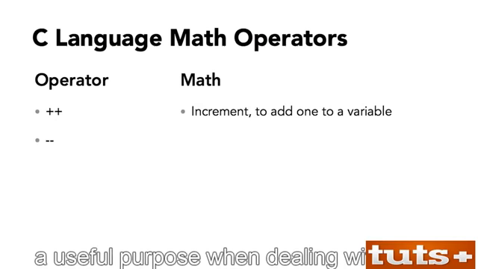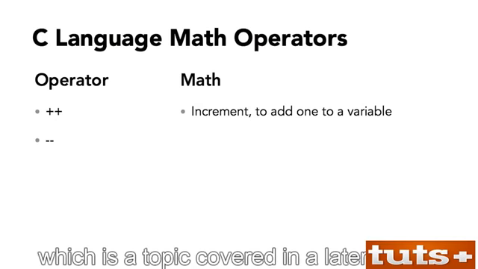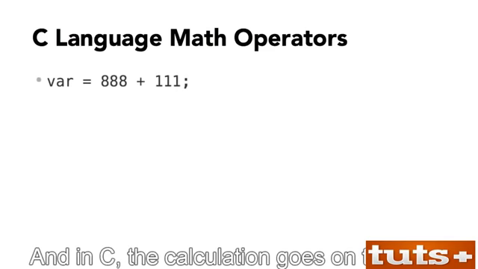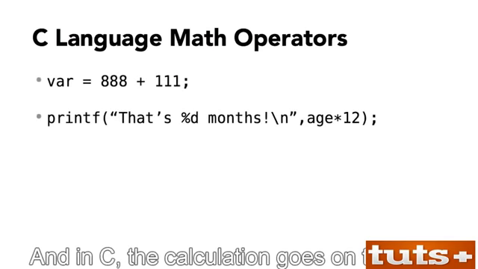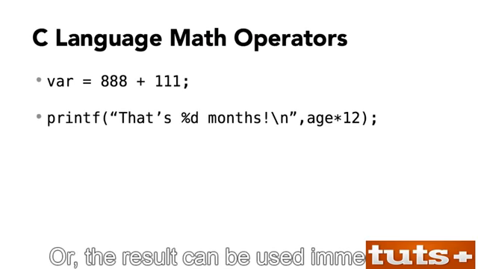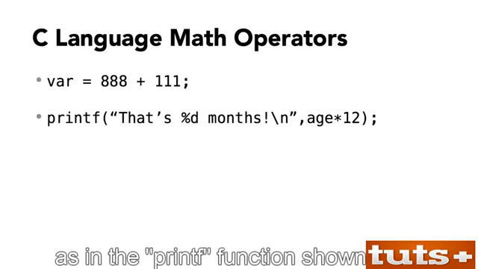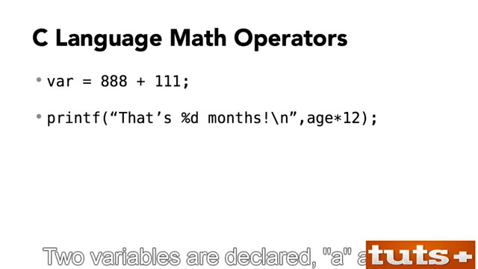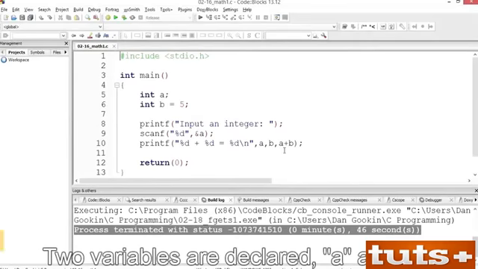And in C, the calculation goes on the right. The result is then assigned to a variable on the left, or the result can be used immediately, as in the printf function shown here. Two variables are declared, a and b. In line 6, I've preset the value of variable b to 5.